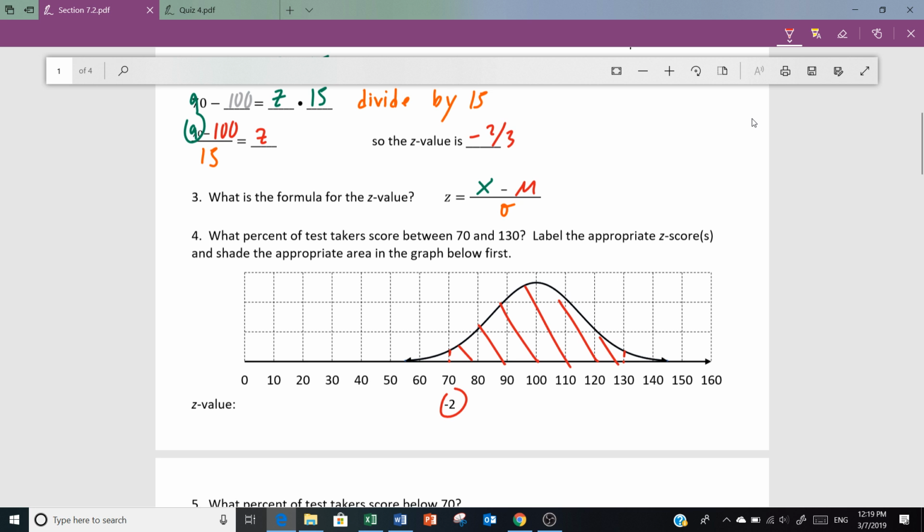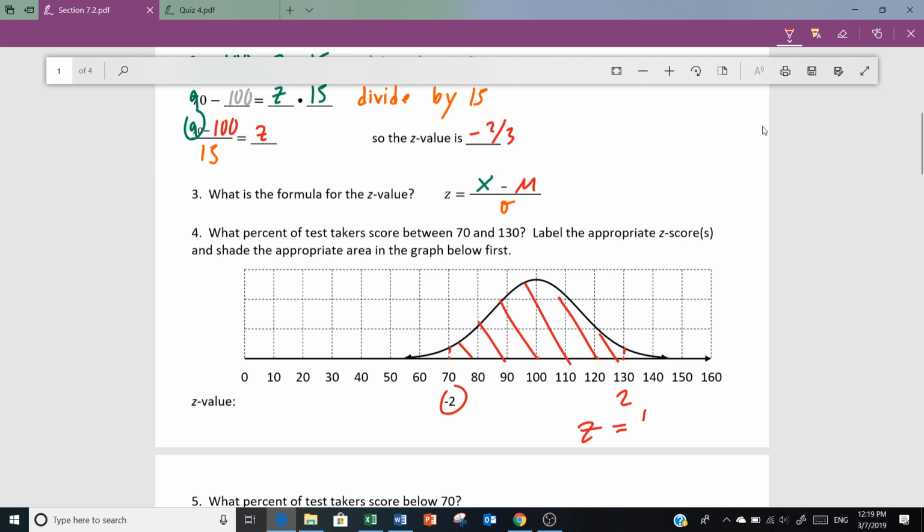Let's go ahead and go over the answer. How many standard deviations above is 130? 2. Do I need to use the z-value formula? No, because I'm just adding 15 to go to 115 and then adding it again to get to 130. So my z-value is going to be 2. But if we use our formula for that, z equals 130 minus 100 divided by 15, you will get 2.